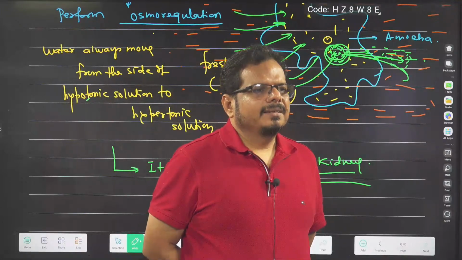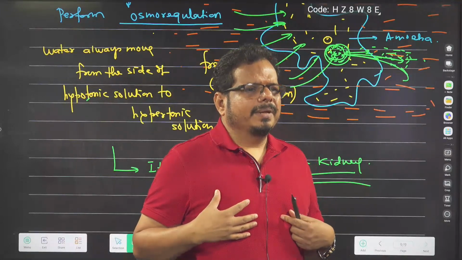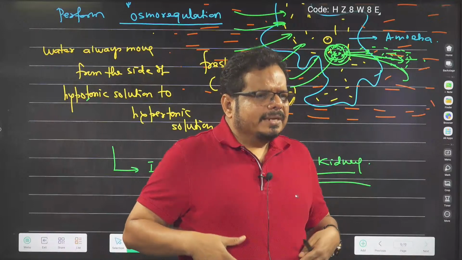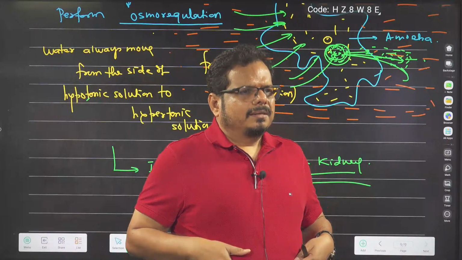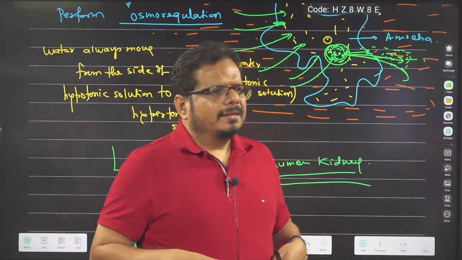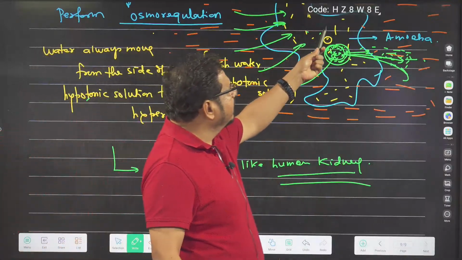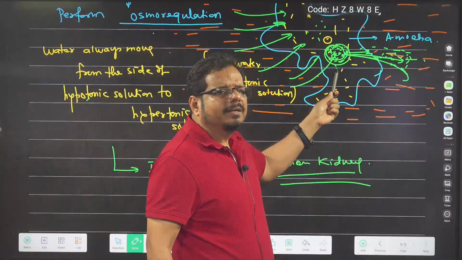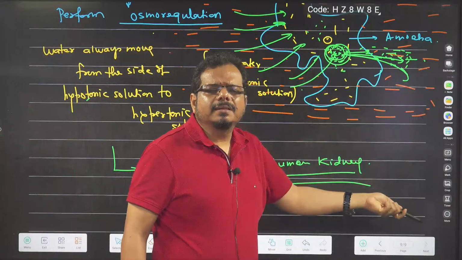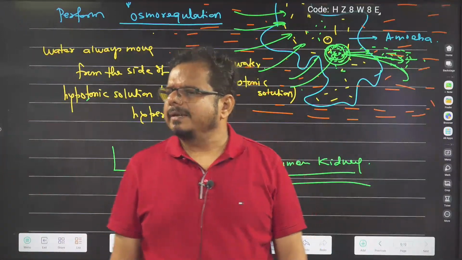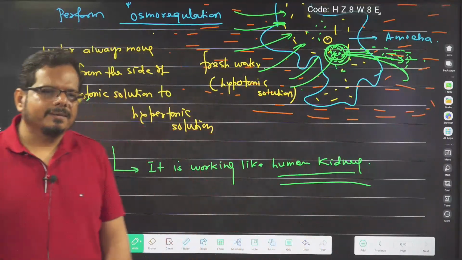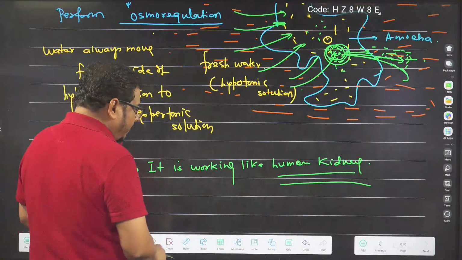Is it clear? In your body, a fixed amount of water is needed. Excess water is expelled from the body. Same in the amoeba. Inside the cytoplasm, a fixed amount of water is required. If excess water is coming, they will expel it. Understanding the idea? Is it clear? Right? Okay. Thank you.